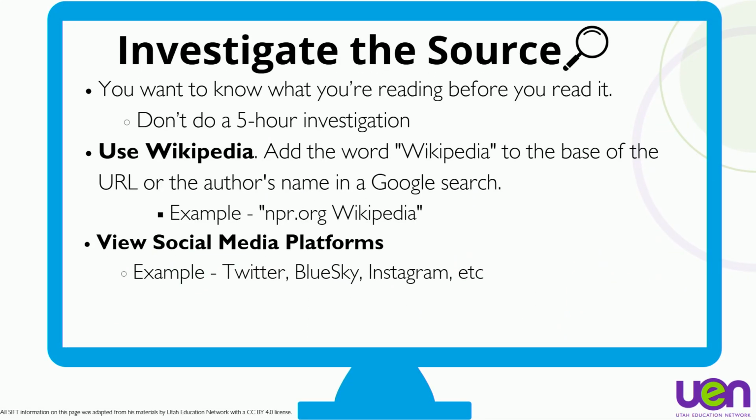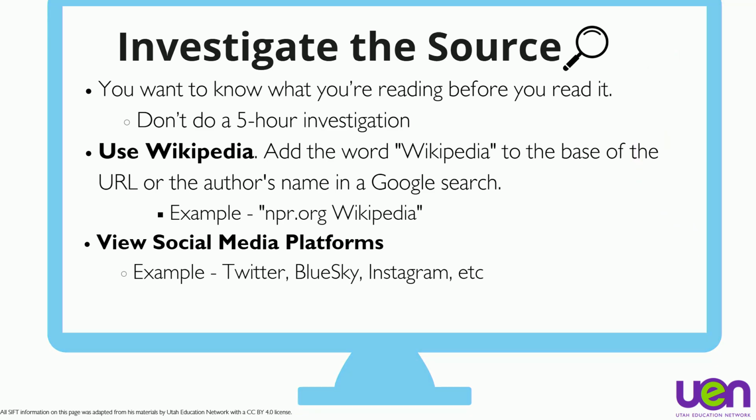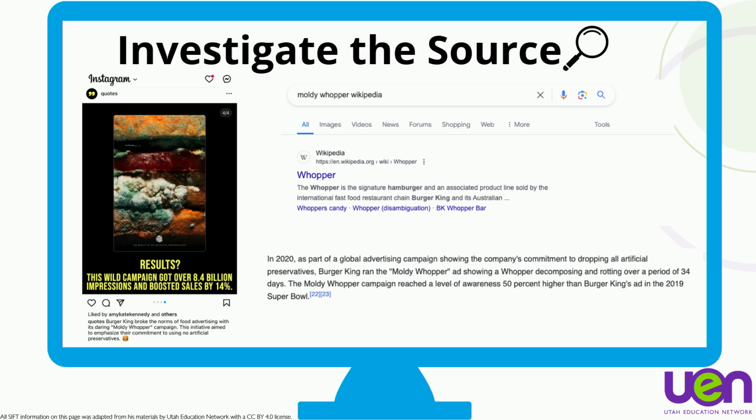So then I step through, I investigate the source. We don't have 5 hours to investigate, which my husband would say, yes, you do. And I'm like, no, we do not. So with our students, a quick way is adding Wikipedia. I know we've been told, don't go to Wikipedia, but it can be a great source for crowdsourcing and seeing if something is repeating a similar claim. So if you type in, for example, NPR.org Wikipedia, it can bring it up. Or even checking out social media platforms to see if something's credible, that's another way of going about it too. So for example here, I looked it up, I typed in moldy Whopper Wikipedia, and down below it showcased the Whopper, and it brought in this information about this was a campaign for the moldy Whopper during the 2019 Super Bowl. So I was like, okay, I'm going to look more into that.